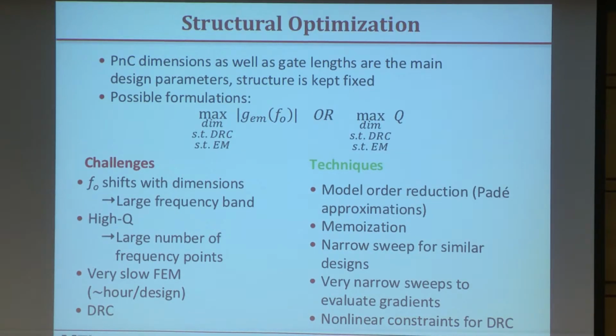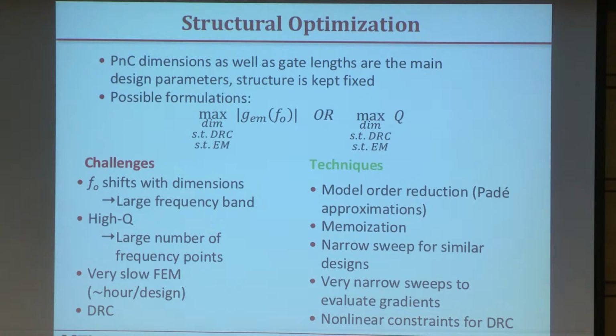And what we can do is we say, OK, we will have all our waveguide dimensions as parameters, and then we try to maximize either the quality factor, Q, or the electromechanical transconductance, the transfer function of the device, to get the highest output signal.